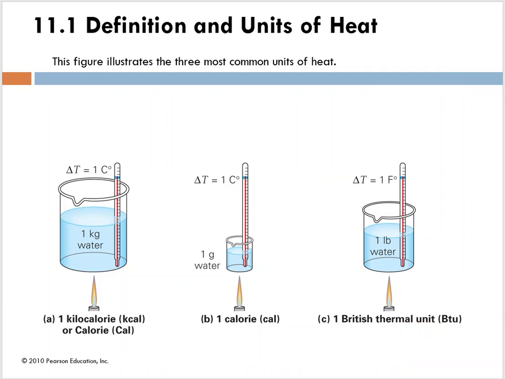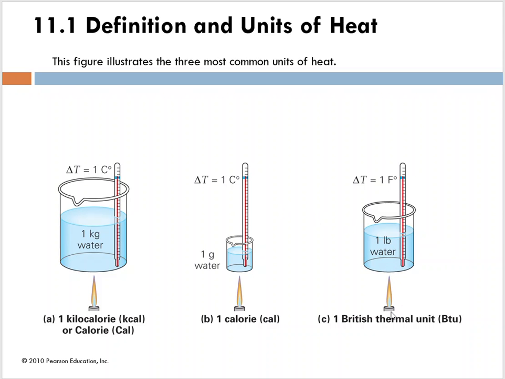Okay, here are the three most common units of heat. If we look over here on the left, they show us that 1 kilocalorie, or 1 capital C calorie, is the amount of heat needed to raise 1 kilogram of water 1 degree Celsius. So if you put 1 kilocalorie of energy into 1 kilogram of water, it's going to raise its temperature by 1 degree Celsius. Now let's look at 1 gram of water. It would only take 1 calorie, small c calorie, of energy to raise 1 gram of water 1 degree Celsius.